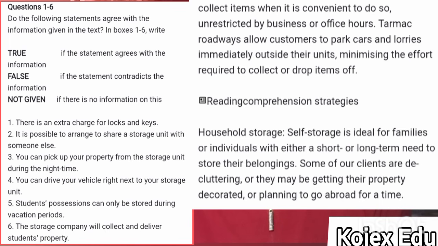Then let's check question number 2, 5, and 6 again quickly. They said it is possible to arrange a shared storage with someone else. We've not seen something like that. Student possession is not under household storage. The storage company will collect is not that. So we'll go to the next storage.